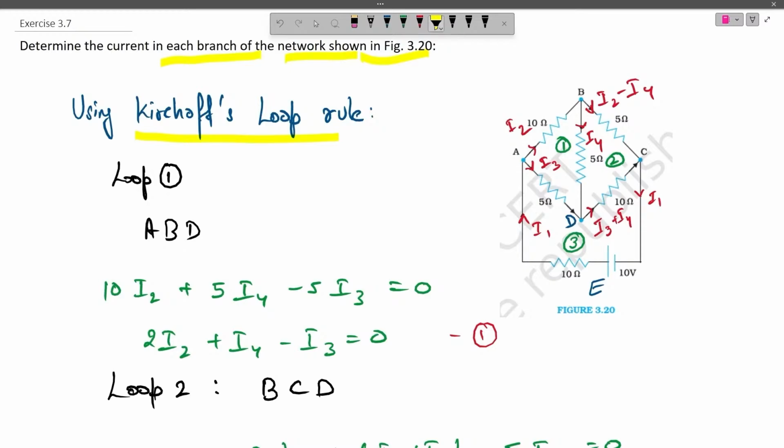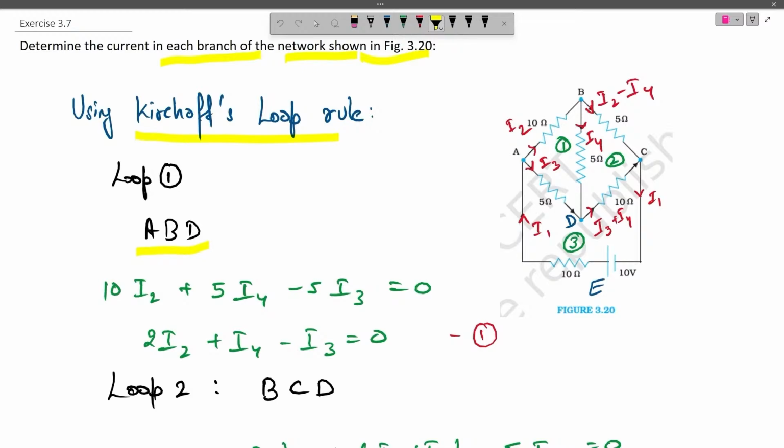We have decided to go with 3 loops. The first loop is A, B and D. The second loop is B, C and D, and the third loop is A, B, C and E, that is, this outer loop. So in the first loop, that is ABD, we see that we have assumed the current in this direction from A to B.